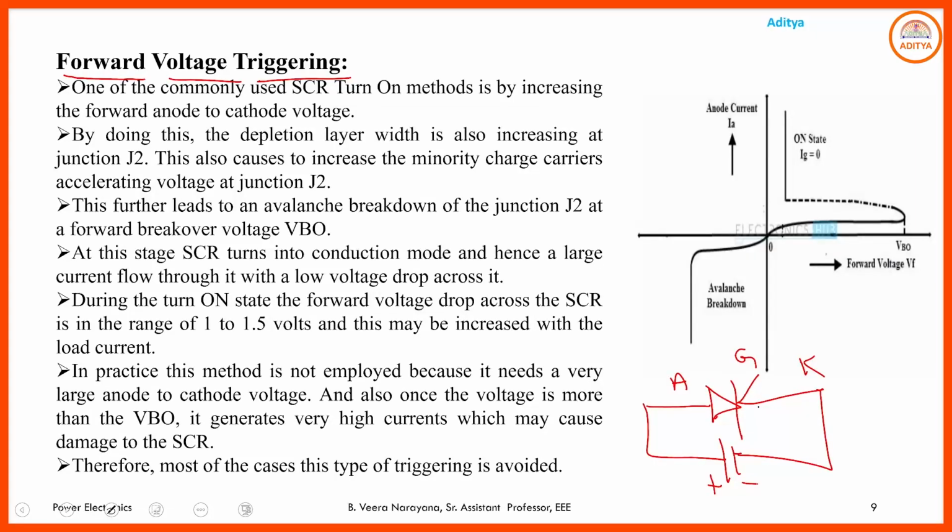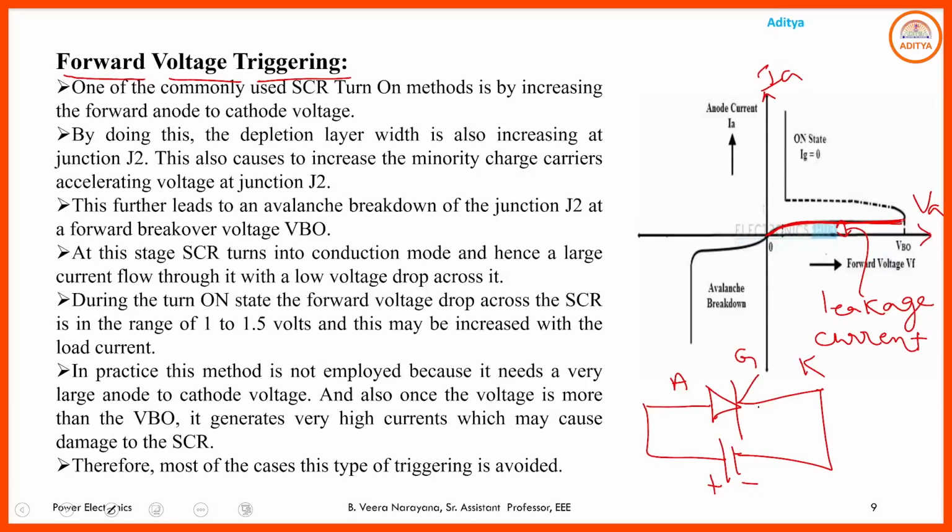So what happens when the anode is made positive with respect to the cathode is that the SCR is continuously in the forward blocking mode. Here this is the forward blocking mode representation of the SCR. Here a small amount of leakage current flows through the SCR, which is insufficient to drive the SCR into the on state. Here it is the voltage across the anode and here it is the anode current IA. So we keep on increasing the voltage.